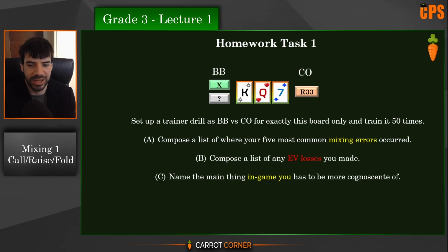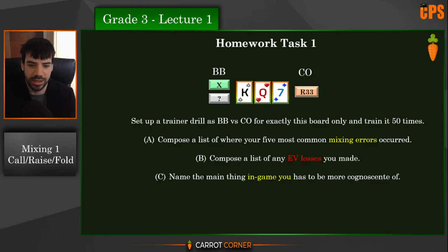Firstly, I'd like you to compose a list of where you made the most common mixing errors. So mixing errors occur when you do something at the wrong frequency, like massively. So you should have a buffer here, so if it's like 2% out, it shouldn't matter. But if you're raising a hand 80% of the time and the solver's only doing it 20% of the time, then that's a mixing error. It's not the end of the world, it's only colored yellow by most solvers because it's not like you drop EV immediately. But long term, you're playing a more exploitable strategy.